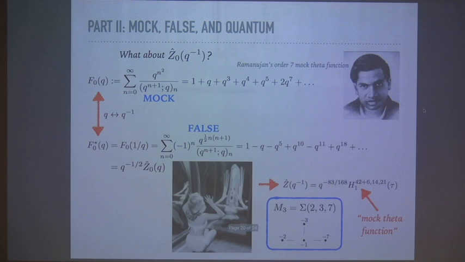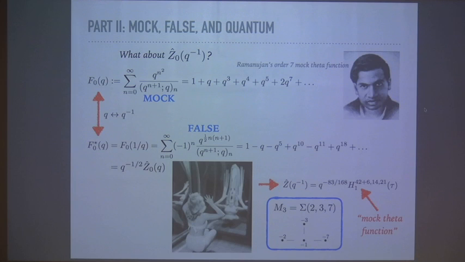But now I want to talk about one of the questions I mentioned earlier, which is how does one define this z hat of Q inverse? So how does one continue tau from the upper half plane to the lower half plane, or Q from inside the unit disk to outside of the unit circle? And in the particular example that I mentioned, it turns out that there's a very simple solution.